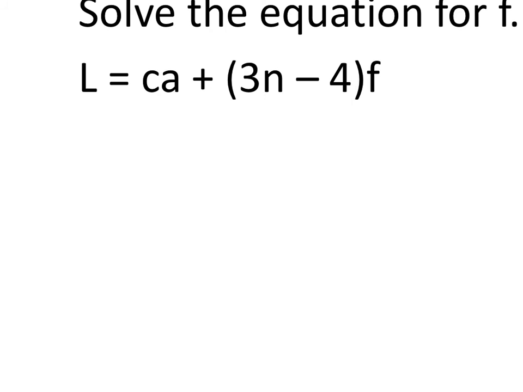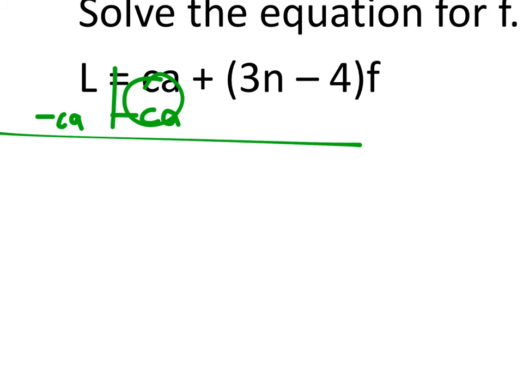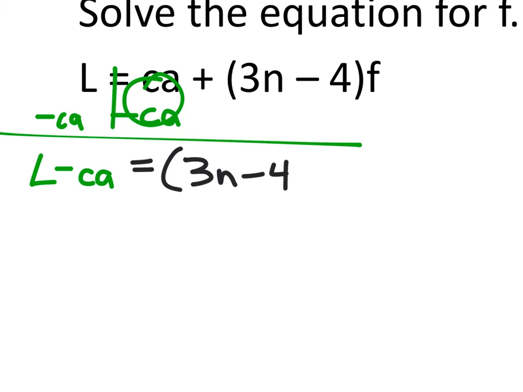So I need to zero out the CA because it's being added to that f term. And yes, I do need to do it to both sides of the equation. That zeroes that out, which is what I wanted, so it's a phantom 0 now. And on the left side, I can't combine those two terms, the L and the CA, because they're not like terms. So I'll keep that in mind. So now I have L minus CA equals 3n minus 4 times F.